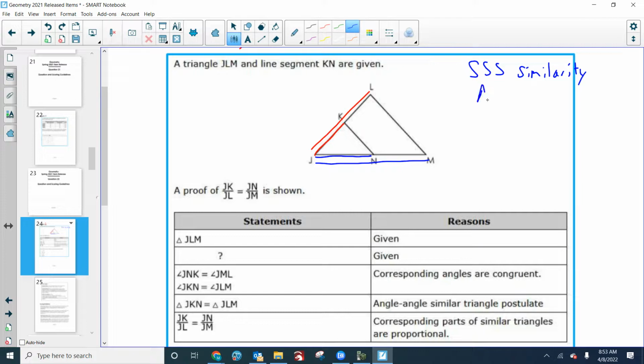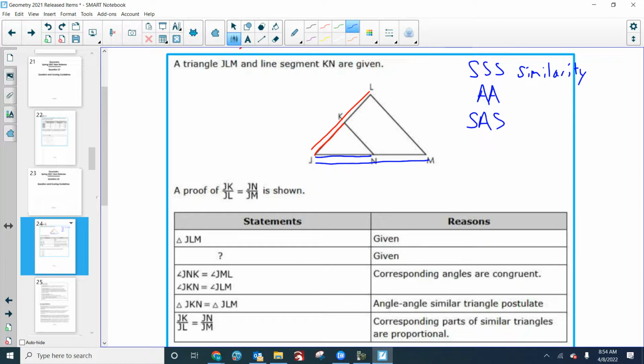AA, good. HL wasn't one. SAS similarity. Yeah. Two sides were proportional and the included angle was congruent. Remember, angles are congruent in similar triangles. Angles are congruent, sides are proportional. This is our review, okay? Angles are congruent, sides are proportional.